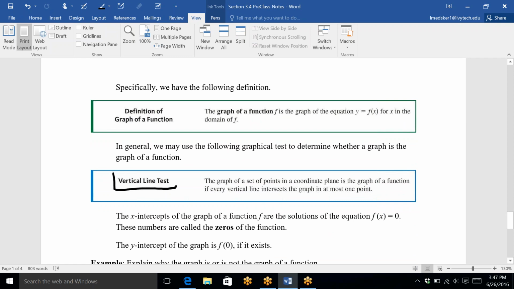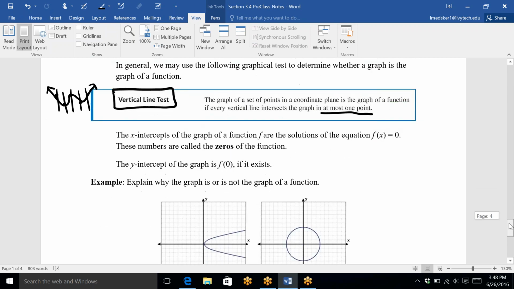So that's where we come into something called the vertical line test. The vertical line test says, if you draw vertical lines across your graph, as long as you touch the graph only once per vertical line, so I'm just imagining some kind of graph here, as long as your graph only touches each vertical line once, then you are a function. So it says in at most 1 point. If you touch it more than once, then you are not a function.